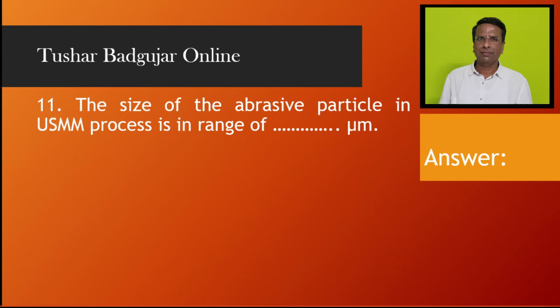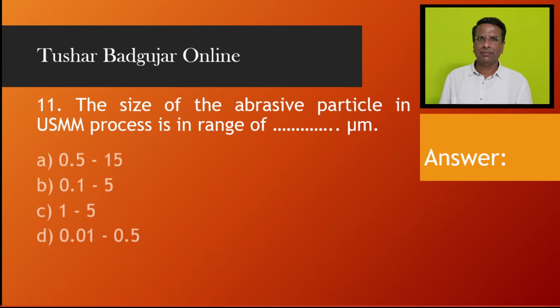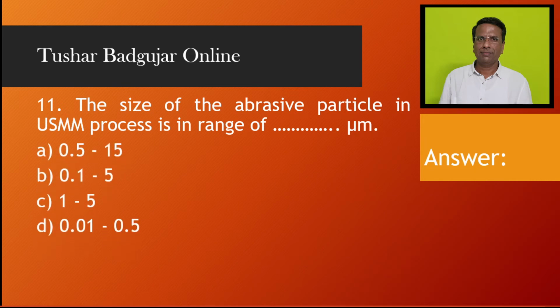The size of the abrasive particle in USMM process is in range of dash dash micron: 0.5 to 15, 0.1 to 5, 1 to 5, 0.01 to 0.5. And the answer is A, 0.5 to 15 micron.